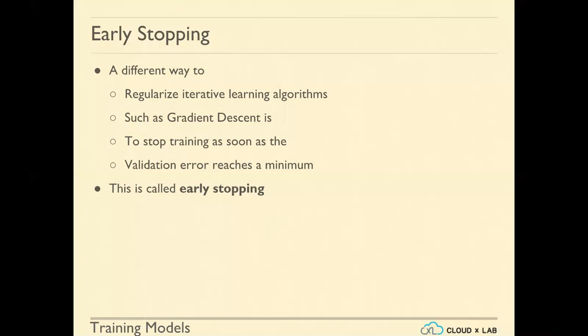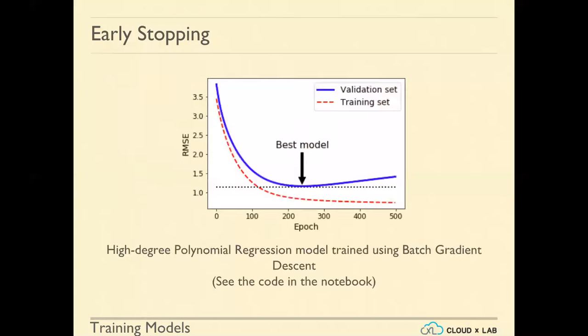So a different way to regularize iterative learning algorithms, such as gradient descent, is to stop training as soon as the validation error reaches the minimum. This is called early stopping.